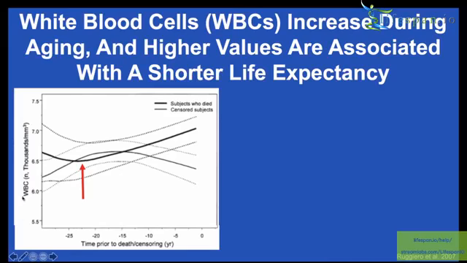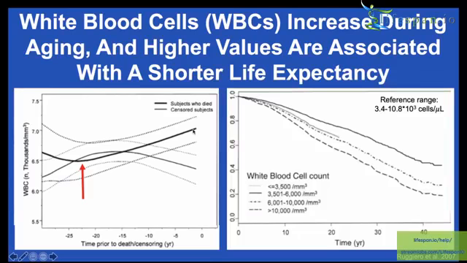And what we can see, when looking at white blood cells in the time prior to death, is that for those subjects, white blood cells increase over the 20 or so year period up to death. And then how does that associate with life expectancy? So we're looking at survival on the y-axis versus time. The reference range for white blood cells is large, and it doesn't tell you what's optimal. So looking at survival may tell us more about what could be optimal.